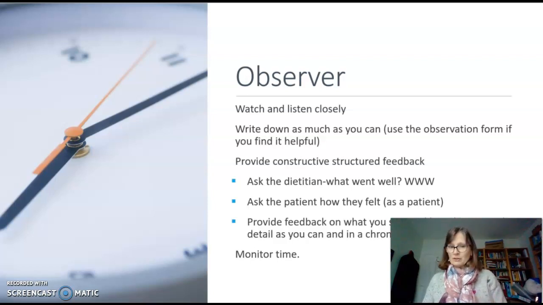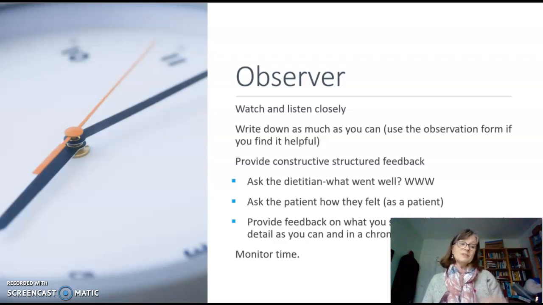There's a real structure to this feedback, and it's there for a reason. It is evidence-based, so it's not something I've just dreamed up. This has been practiced as a skill for years now. So ask the dietitian, what went well? Our tendency when we're doing role plays is to go, oh, I forgot to do this, I didn't do that, oh, that didn't come out right, and to be super critical of ourselves.